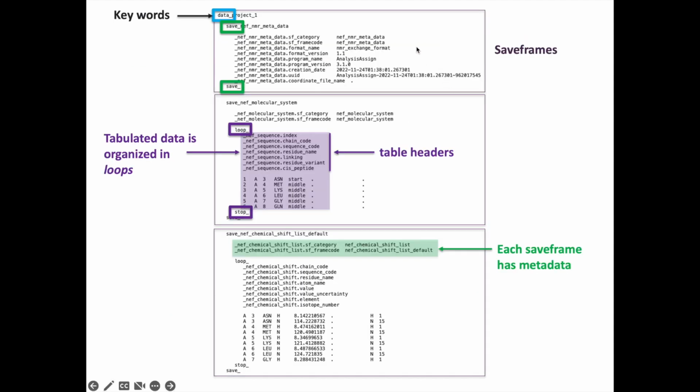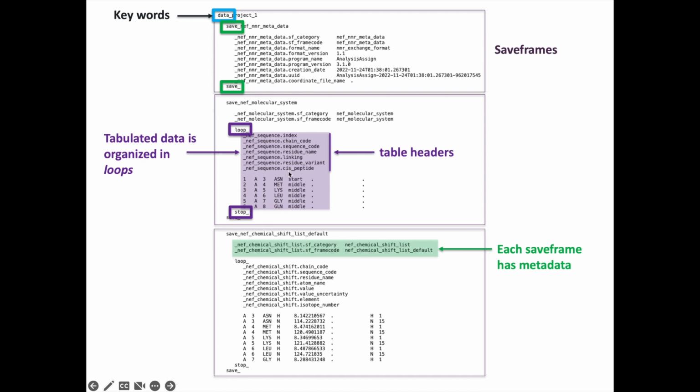So this is the kind of structure. The file will always start with this keyword, so data underscore, and then it's divided into these so-called save frames. So you can see there we start with save underscore and finish with save underscore. Here we've got the next save frame and then another save frame. Tabularized data is saved in so-called loops. So this loop underscore shows the start of it, and then you have stop underscore to show the end.